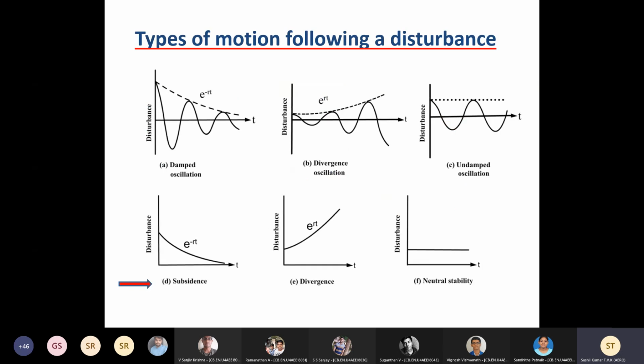Other things are taken out from your control books only, like damped oscillations. You can see it's going down. Divergent and undamped. Undamped is sustained oscillations. And if it's a first order system, this particular thing is called subsidence. It just subsides with time. The symptoms of corona subside after 5 days. That's subsidence. And divergence is going up. Neutral stability goes and settles down at the next position.